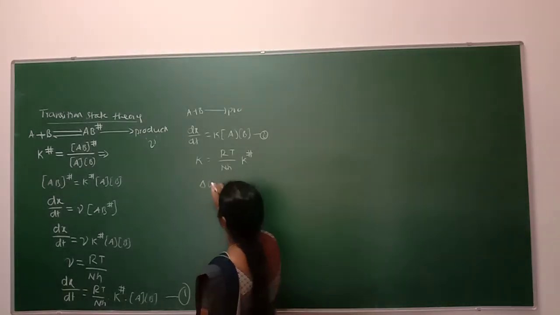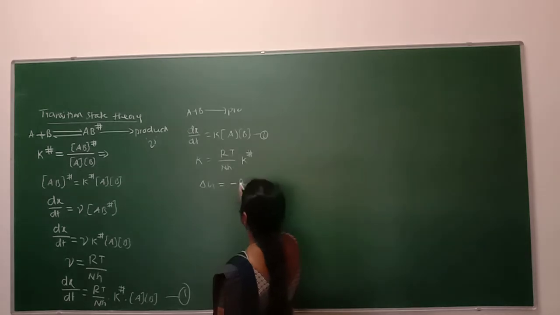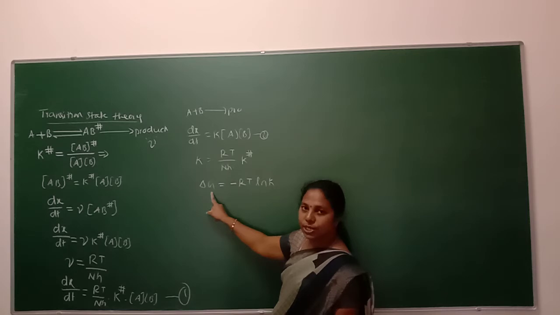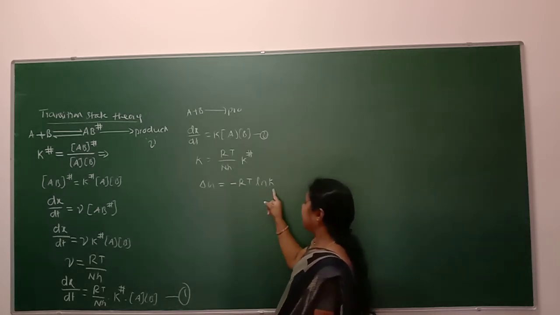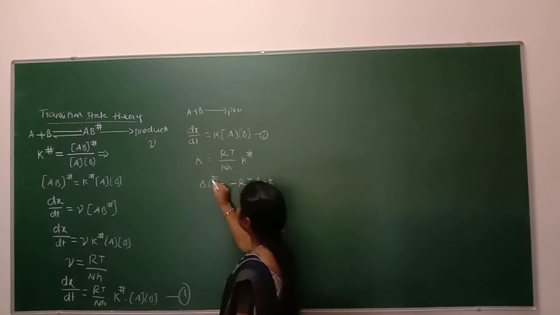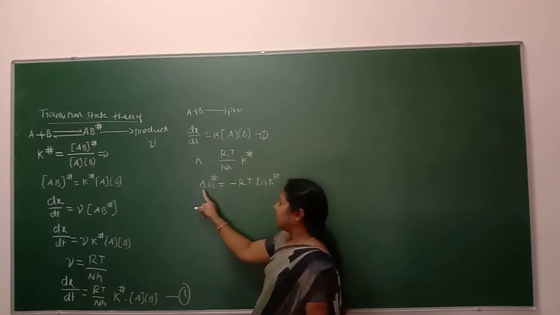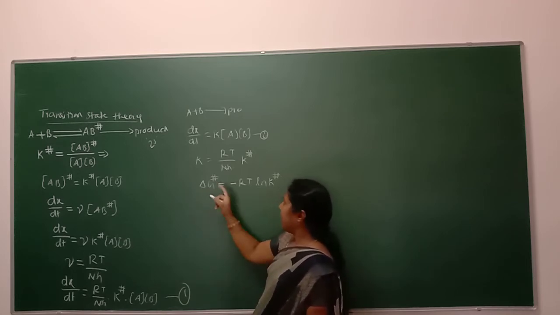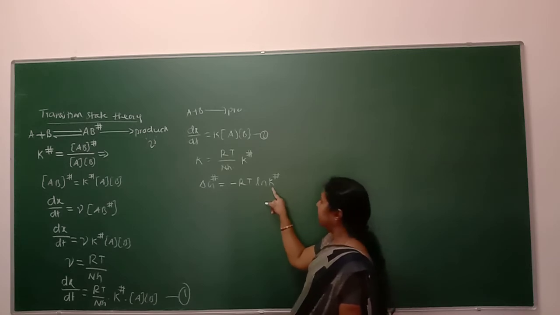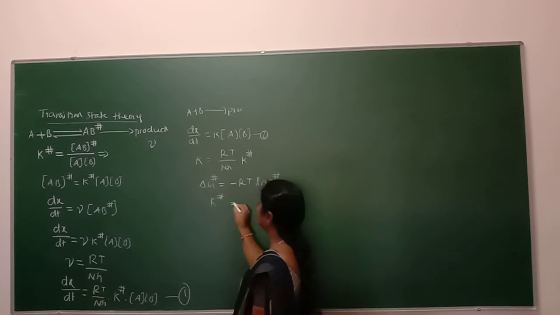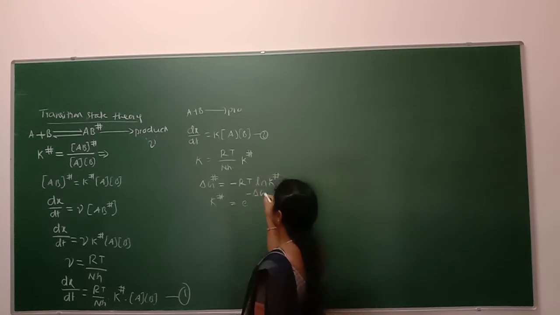is delta G is equal to minus RT ln K. Delta G is nothing but the change in free energy and K is nothing but the equilibrium constant. So if we consider the activated complex stage, we are going to write the free energy change as delta G hash and the equilibrium constant as K hash. So K hash can be written as K hash is equal to e power minus delta G hash divided by RT.